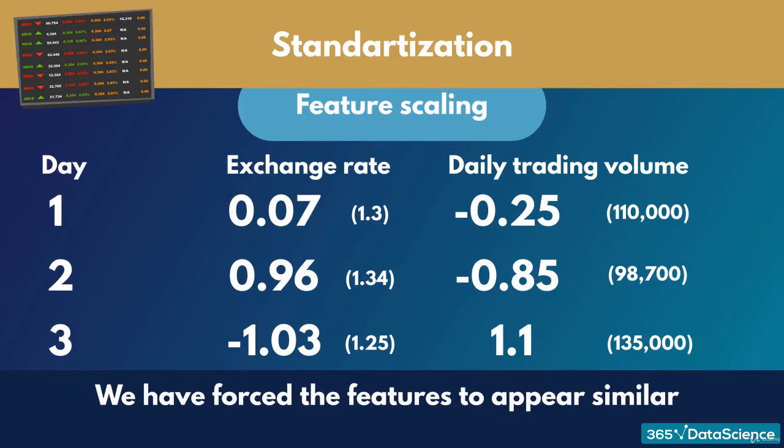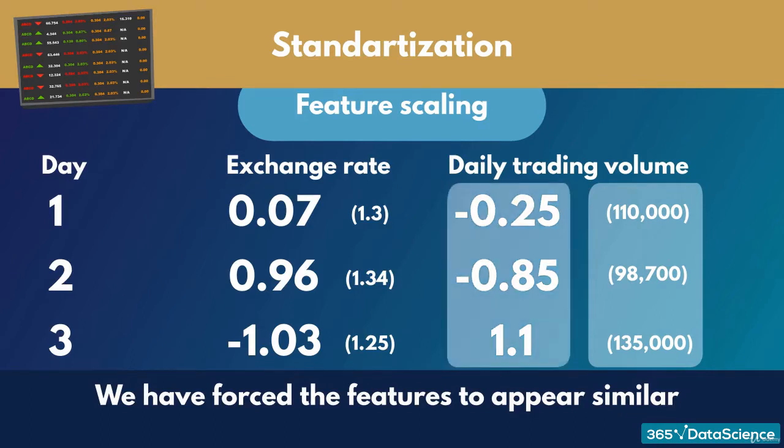The transformation of trading volumes allowed us to transform the volumes from 110,000, 98,700, and 135,000 to minus 0.25, minus 0.85, and 1.1. This makes the third term considerably higher than the average, while the first one is around the average. We can confidently say that 135,000 trades per day is a high figure, while 98,700 is low. Please disregard the simplification of having just 3 observations. After all, that's just an example.